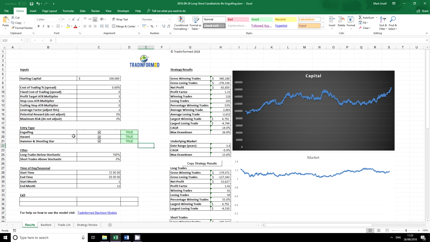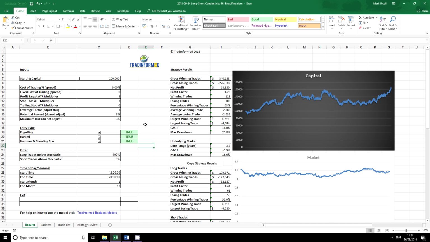If we look down here, we can see that all 3 of the patterns are currently being tested throughout this backtest period. And if we look over here at the results, you can see we've got a pretty reasonable 14% compound annual growth rate. We've gone from $100,000 to $163,000 over this approximately 4-year time period.